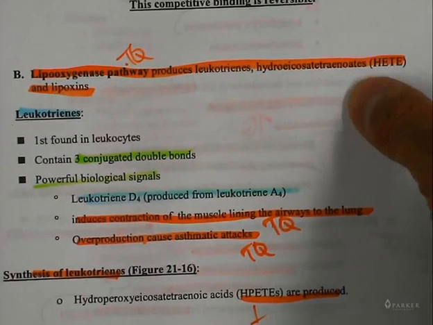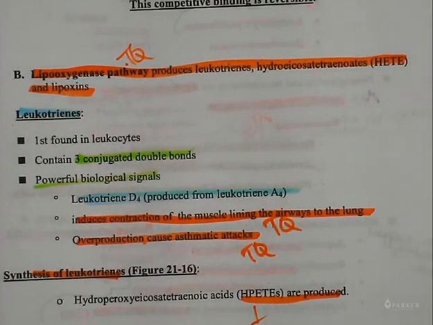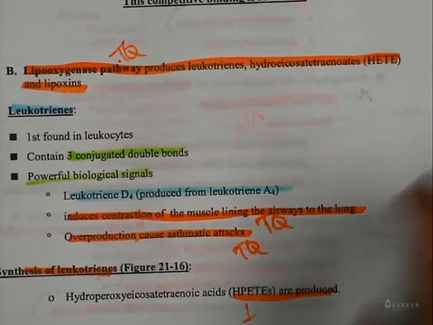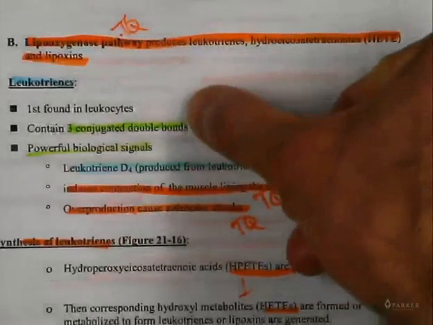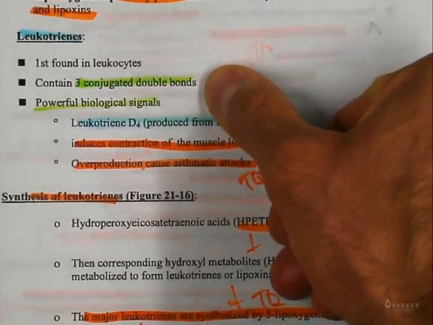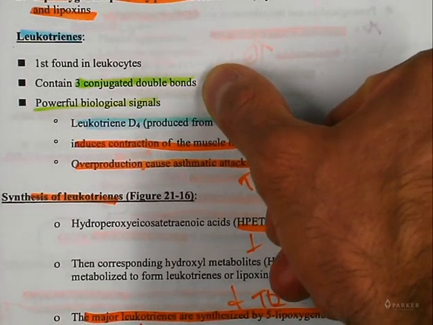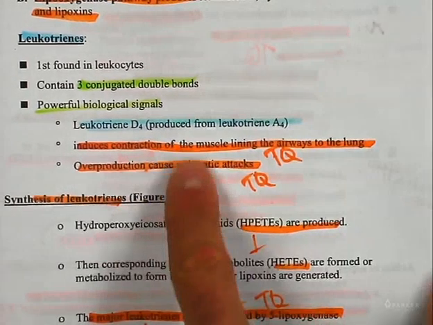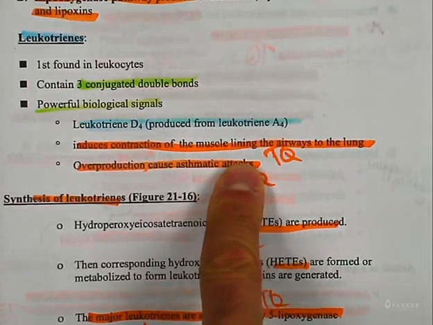Down here, we talked about the cyclooxygenase pathway. Now we're talking about the lipoxygenase pathway. The lipoxygenase pathway produces two things, leukotrienes and lipoxins. Lipoxygenase produces your two L's, leukotrienes and lipoxins. And hydroxyeicosatetraenoic acids, we'll talk about those, not very long, because I can't pronounce them more than once. Leukotrienes, called leuko because they were first found in leukocytes. Structural characteristic, three conjugated double bonds. Leukotriene, three double bonds. Induces contraction of the muscles lining the airways to the lungs.